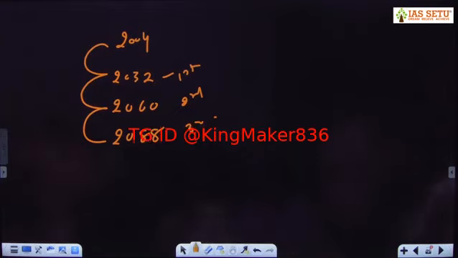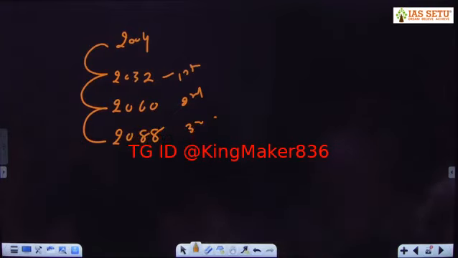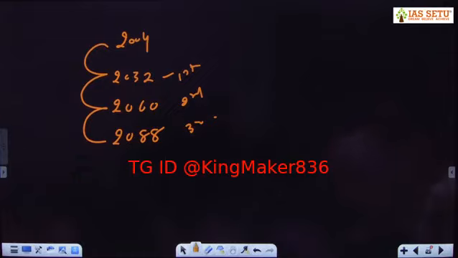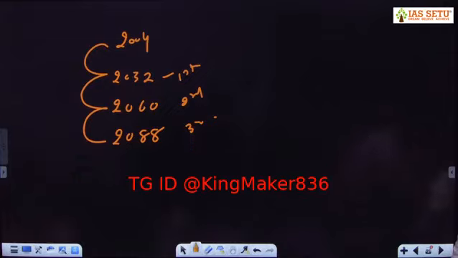Question number, ये हमारी बुकलेट के क्वेश्चन आएंगे.